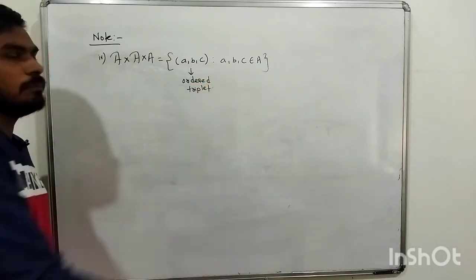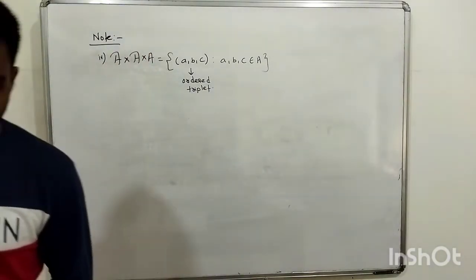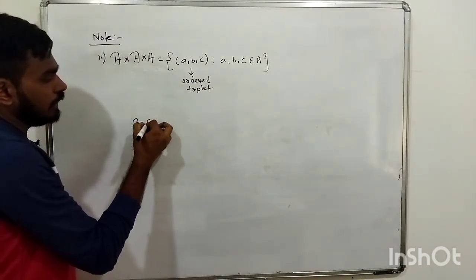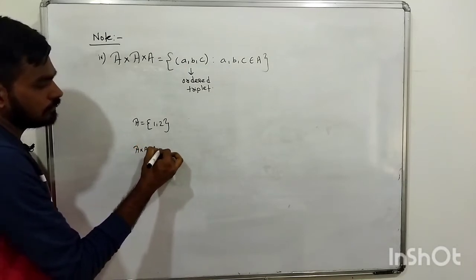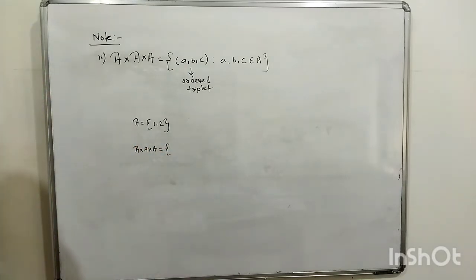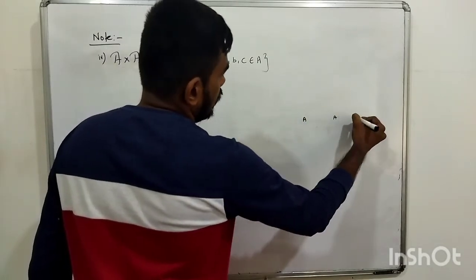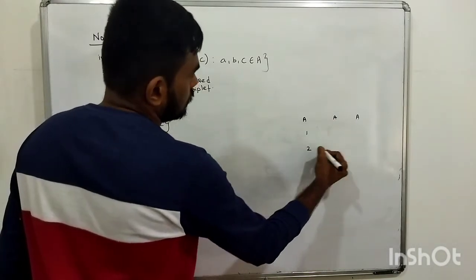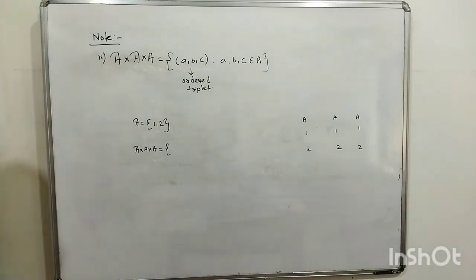There we were saying that it is an ordered pair. Here we are saying this is an ordered triplet, remember. Now, for example, if I have A = {1, 2}, what is A cross A cross A? How do we find the ordered triplets? I'll write A three times here, and then first 1, 2, second 1, 2, third 1, 2, and we find the different triplets now.